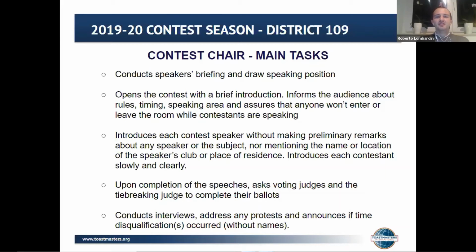Then he or she should do an introduction and inform about the rules of timing. My suggestion here is to have a script. You can find it easily online, with all the things you have to say, because otherwise it's better to read something than forget other things. It's important that everyone in the audience knows what is going on.